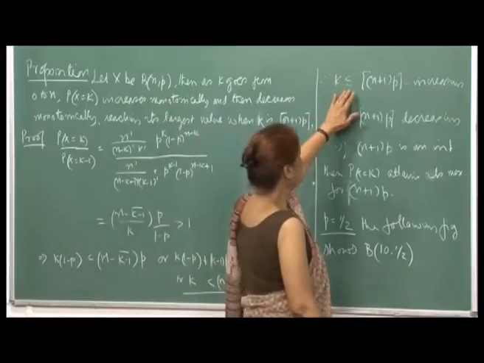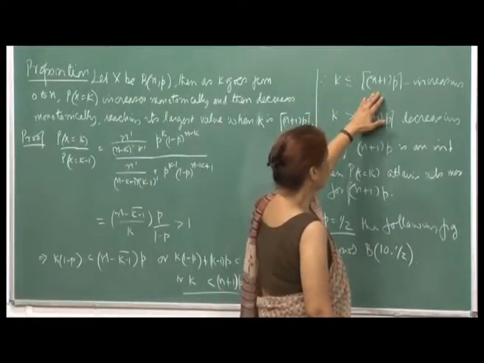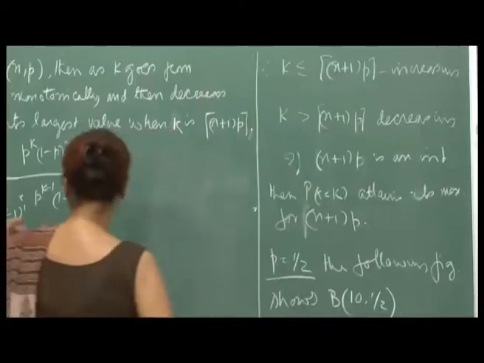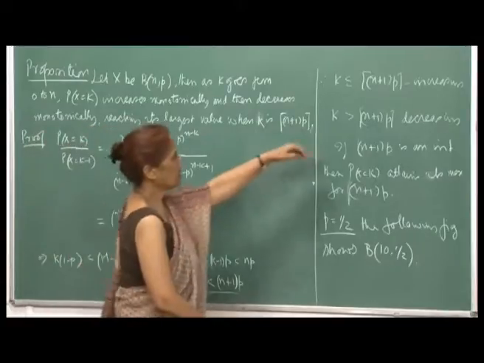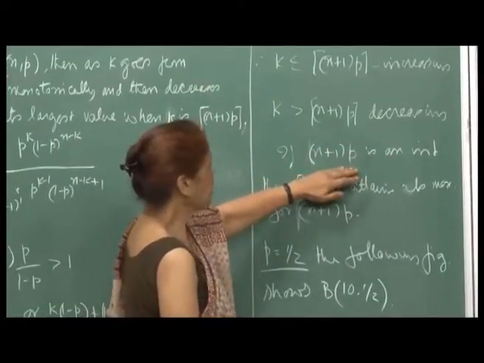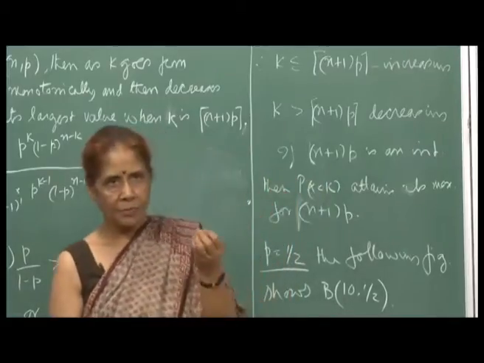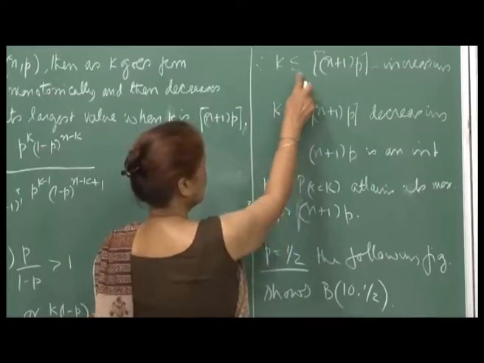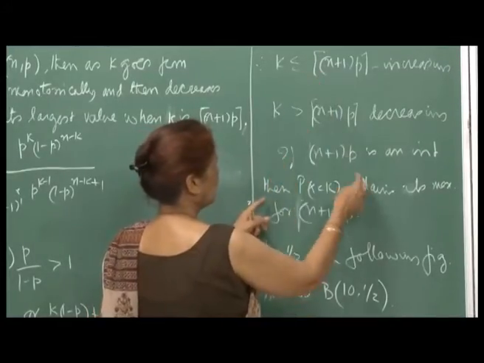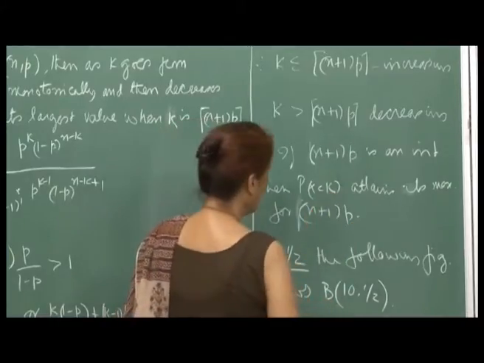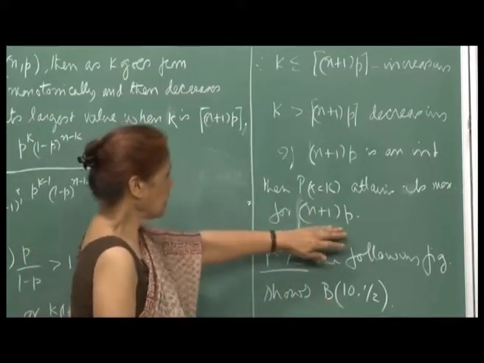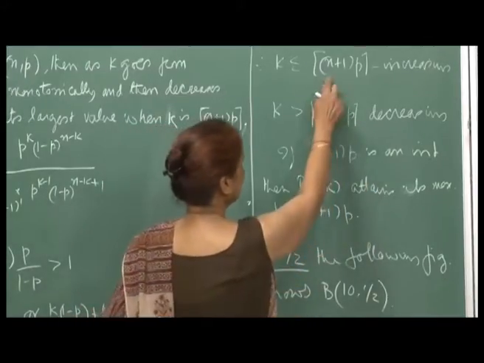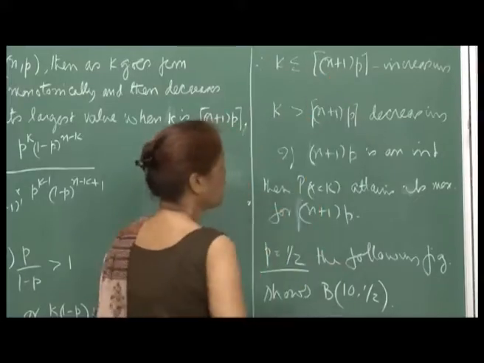So, that means for k less than or equal to the integer part of this number, the probabilities are increasing, and when k is greater than this, the inequality gets reversed. So, then they are decreasing. If (n+1)p is an integer, then of course that will be the maximum value. Otherwise, because here it is strictly less and this is less than or equal to, P(X = k) will attain its maximum value for (n+1)p, that means when this is an integer; otherwise it will attain its maximum value for the largest integer present in (n+1)p.